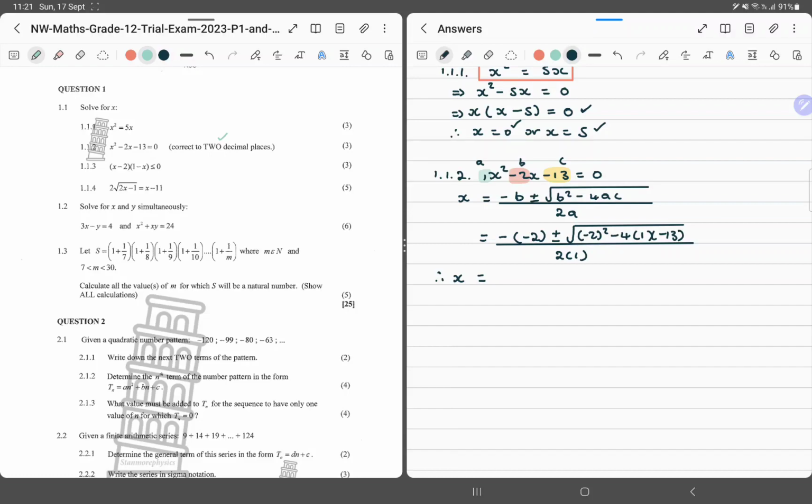Okay, so my first solution is 4,74. Or x is going to be, now we just go back and change the sign. And then our next solution is minus 2,74. Remember, we're told we are rounding off to 2 decimal places. So this is what we do.